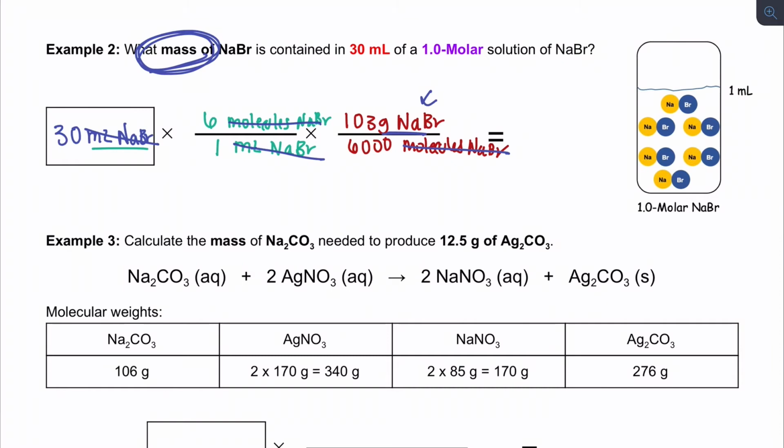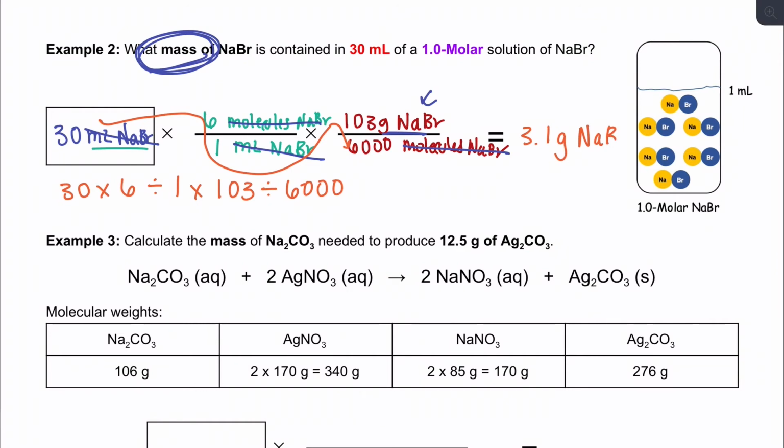Now we can do a little bit of math. Because we're multiplying and dividing, the order doesn't matter. However, in order to stay organized and make sure you hit every number, I like to snake my way through. So 30 times 6 divided by 1 times 103 divided by 6,000. You could multiply all the numbers on the top and divide by all the numbers on the bottom, but when the problems get really long, it's easy to forget numbers. So I, as I said, like to snake my way through and make sure I hit every number on the way. So when we do this calculation, we end up with 3.1 grams sodium bromide.